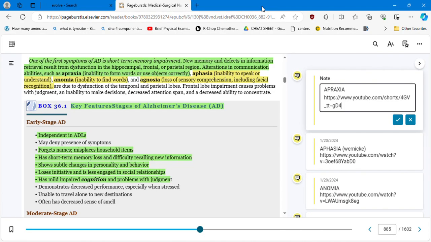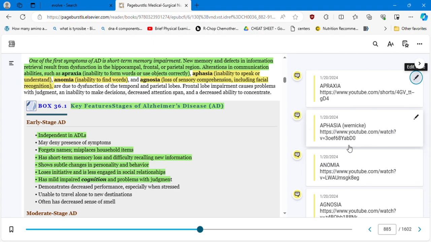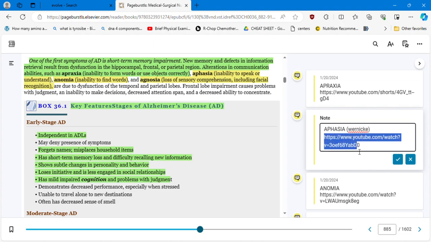Do it again. So that was apraxia, inability to find words. Now let's watch aphasia. Okay, here is the video. Aphasia, which is the inability to speak or understand.